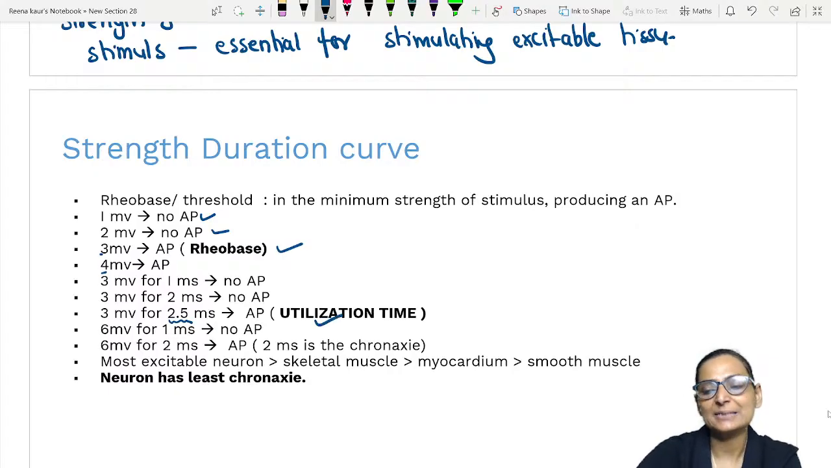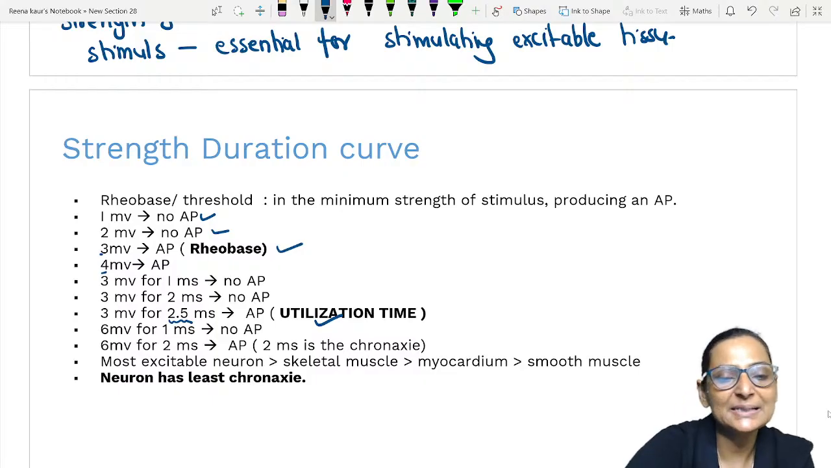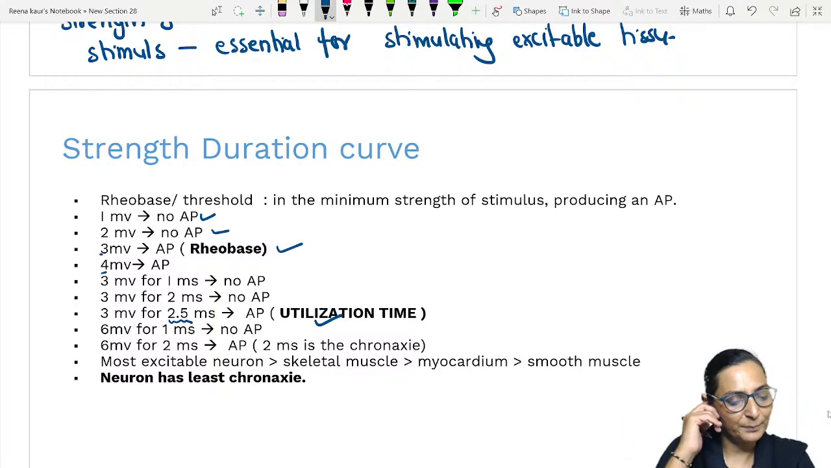It is your utilization time. So the minimum strength of stimulus when given for adequate time, that is 2.5 millisecond, will produce a response and that will become your utilization time. Now double the strength of rheobase.